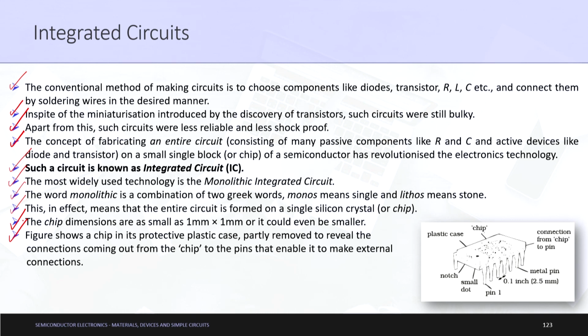The figure shows a chip in its protective plastic case, partly removed to reveal the connections coming out of the chip to the pins that enable it to make external connections. So, you can see this is a small chip, this is a plastic case, so that we can protect it. Then there are connections made from the chip to the pins, and these pins are basically attached to, let us say, the motherboard. Okay, it is a notch, a small dot. So, these are basically pins. You can also see the pin dimension, it is very small, it is 2.5 mm only. Fine.